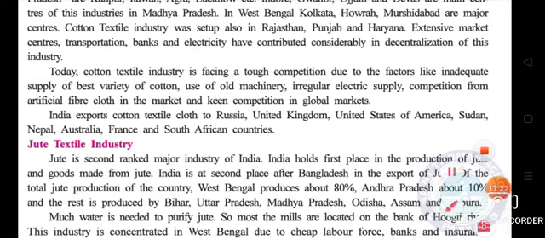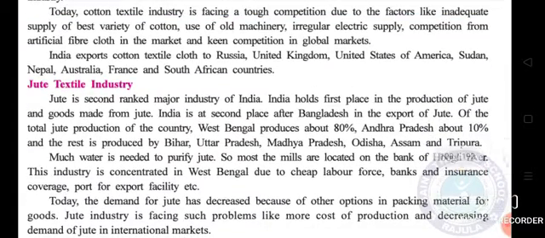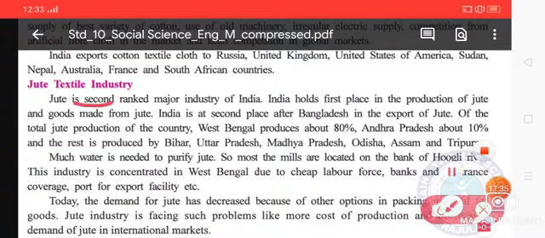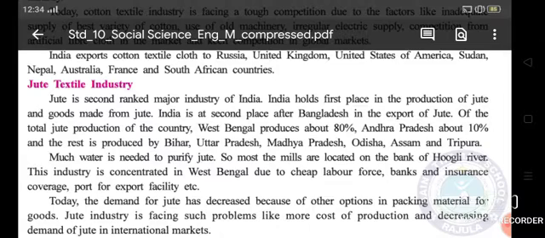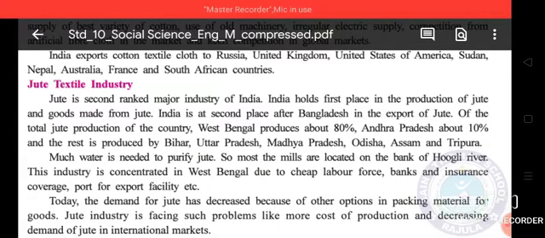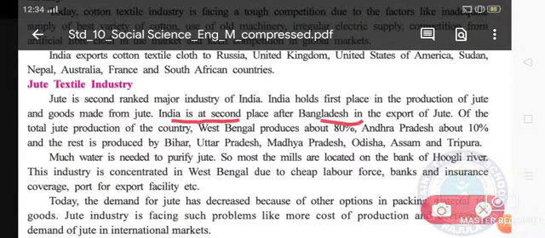Next we will see the jute textile industry. What is jute? Jute is the second ranking major industry of India. So you can underline it, for jute the second rank. Then it holds the first place in the production of jute and goods made from jute. India is at the second place after Bangladesh in the export of jute. So the first place for exporting jute is Bangladesh, and our country has the second position.